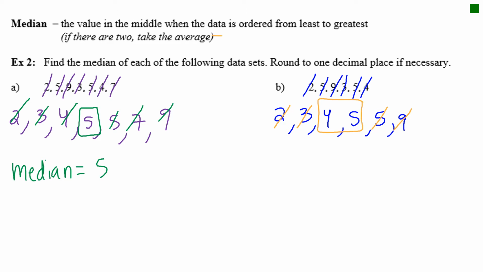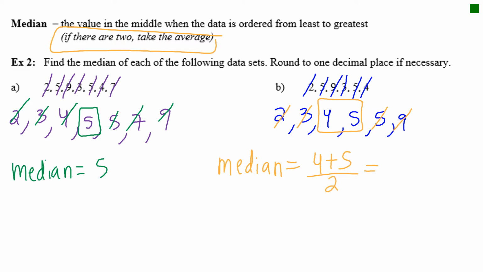So directions were, if there are 2, take the average, which means we're going to have to add them and divide by how many numbers there were. So the median, we're going to add them, 4 plus 5. And then because we added 2 numbers, in order to calculate the average, we're going to divide by those 2 numbers. So 4 plus 5 gives you 9. 9 divided by 2 is going to give you 4.5 as your final answer for the median.